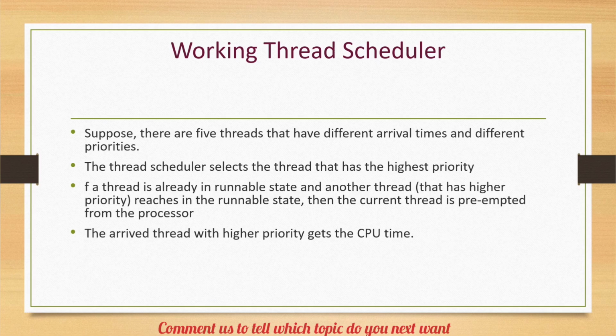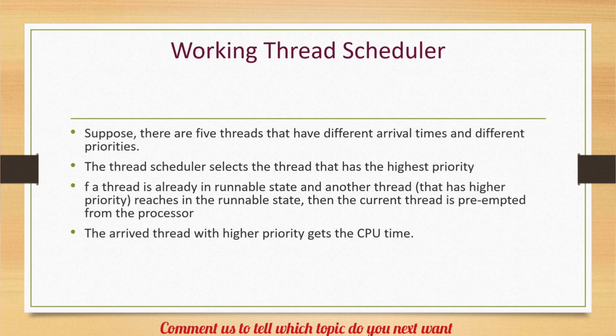Now, the working of the thread scheduler. These are the algorithms we discussed for how to pick and schedule threads. Now the other topic is how our thread scheduler will work. Let us suppose we have 5 threads, and they have different arrival times and different priorities. Suppose one has 2 seconds, one is arriving at 5 seconds, and they have different priorities. So the thread scheduler will select the thread on the basis of higher priority first.